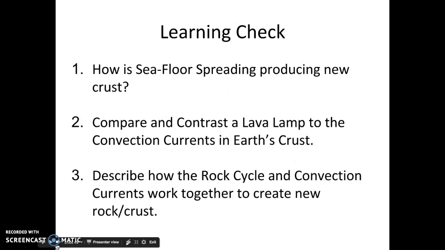So here's your learning check, and you're going to turn this in on Google Classroom. How is seafloor spreading producing new crust? Describe. Compare and contrast a lava lamp to the convection currents in Earth's crust, and then describe how the rock cycle and convection currents work together to create new rock or crust. So pause here and fill in the learning check on a Google Doc to turn in on Google Classroom. We're going to go ahead and move on though.